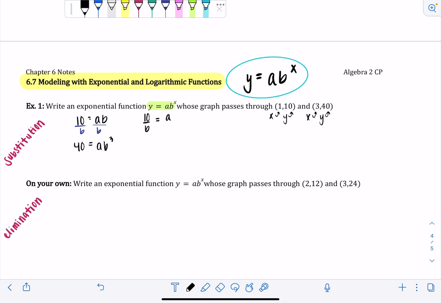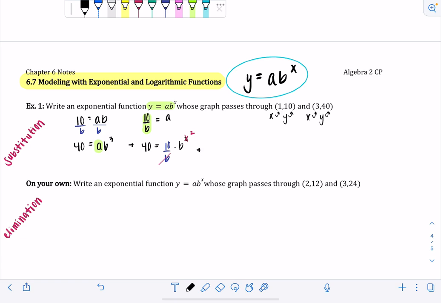I'm going to take that a, or what I'm saying a is equal to, which is 10 over b, and then substitute it into my other equation. So it'll go right here. So when we do that, it becomes 40 equals 10 over b, and then times b cubed. And then from there, I can cancel out my b's. So the b in the denominator cancels out one of my b's from the b cubed, so it becomes b squared.